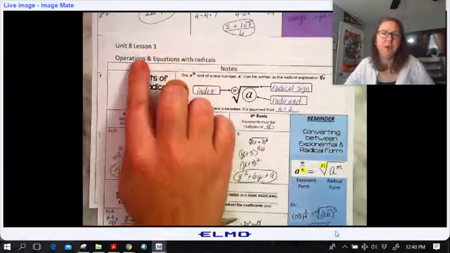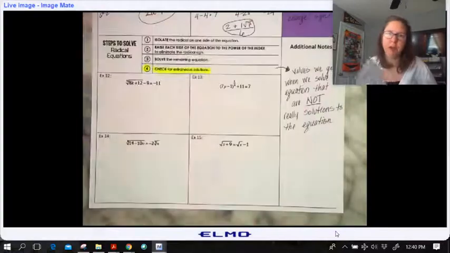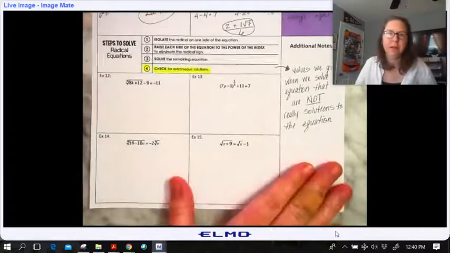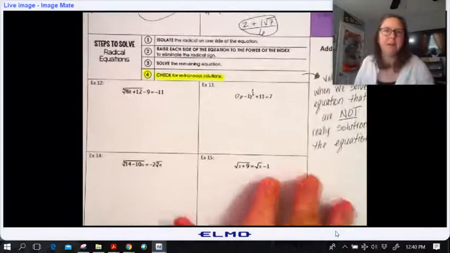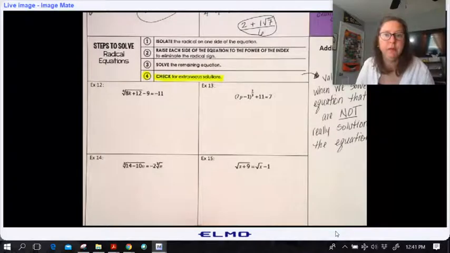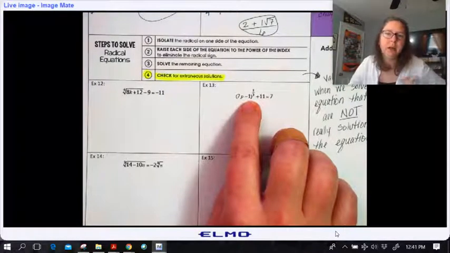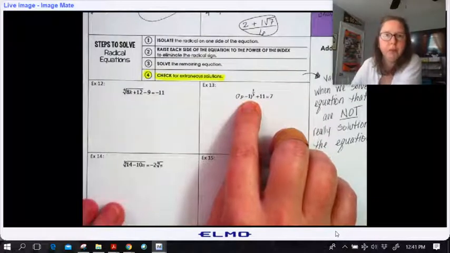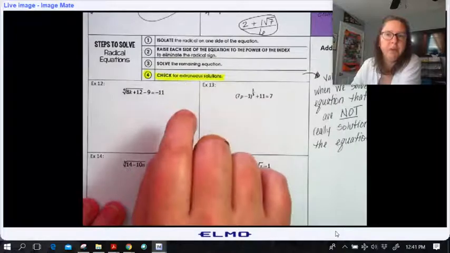Hey guys, we are still in Unit 8, Lesson 1. We're just going to finish up the last little bit of these notes. What this is is solving equations that have radicals in them or have rational exponents, which we know how to turn into a radical. So, let's go through our steps and then there's a new vocabulary term.